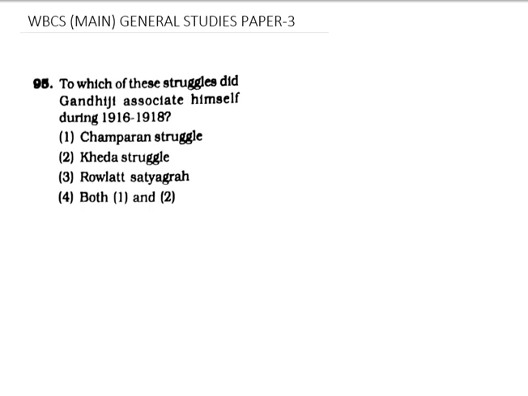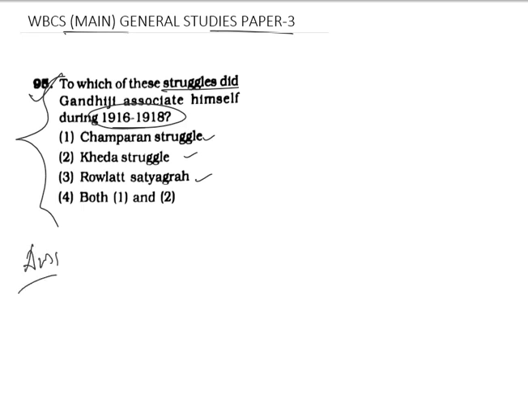Hello, today we are going to answer one question from WBCS Mains General Studies paper 3. So let's see what is in this question. To which of these struggles did Gandhiji associate himself during 1916 to 18? Whether it is Champaran struggle or Kheda struggle or Rowlatt Satyagraha or it is both 1 and 2. So we need to find the right answer among these given four options.